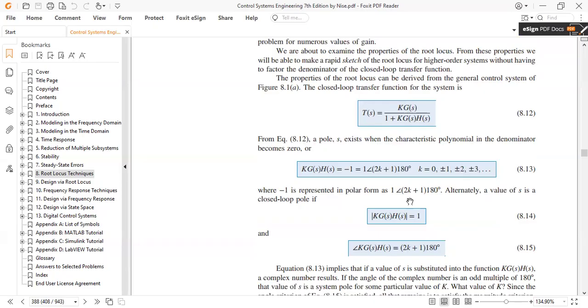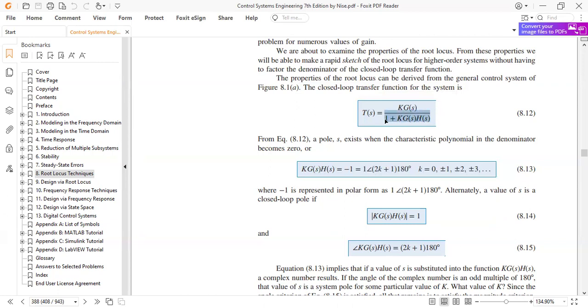Okay. So basically what we have is Kg of S divided by 1 plus Kg of S H of S. This is clear that this is the closed loop transfer function? Yes, sir. Okay. So in order to be a pole of this closed loop transfer function, the pole should be the root of the denominator, right? Okay. So in order to be a root of the denominator, the point should be a root of 1 plus Kg of S H of S is equal to 0. So that point should make this denominator equal to 0, right?